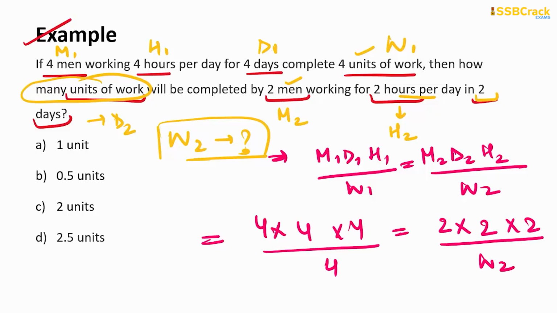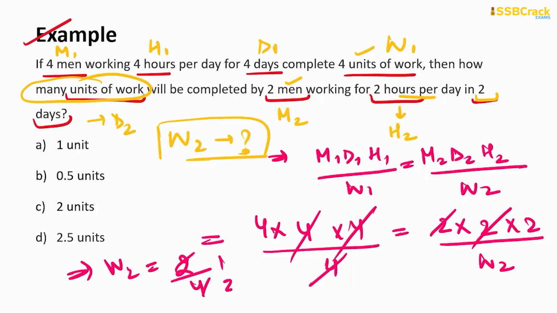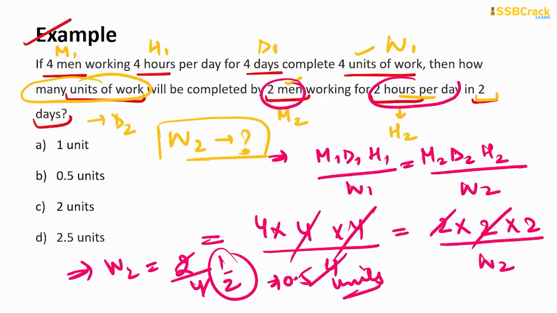W2, right? So here this 4 will cancel out with this 4, and here the 2s will cancel. So now we can see that W2 will be equal to 2 by 4, that is 1 by 2, or I can say it as 0.5 units, right? So 2 men working 2 hours per day in 2 days will complete 0.5 units of work. That is option B is the correct answer for this question, right?